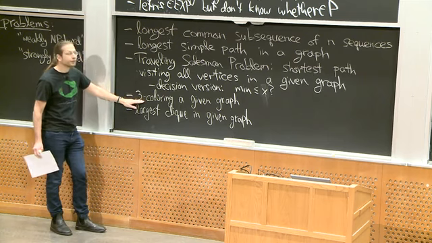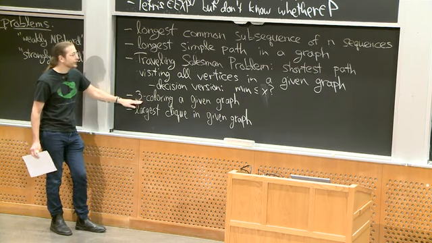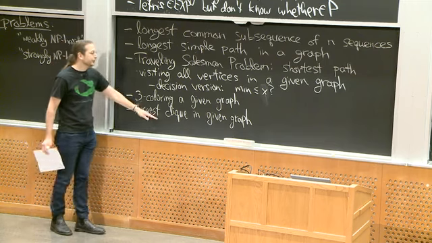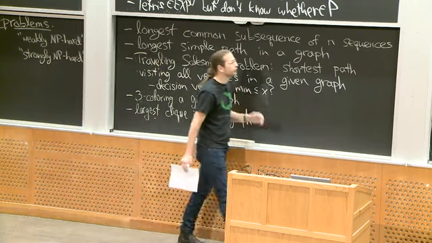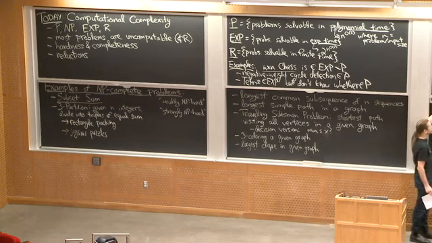3-coloring a graph is hard, even though 2-coloring a graph is polynomial. 3-coloring is NP-complete: assigning 3 colors to the vertices so that no adjacent vertices have the same color. Finding the largest clique in a given graph, which would be useful for analyzing social networks, whatever.